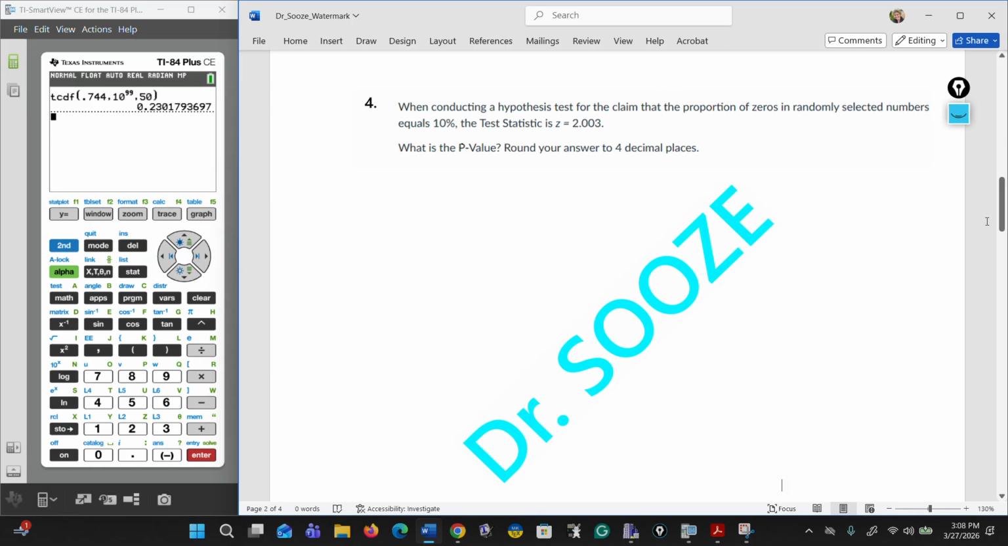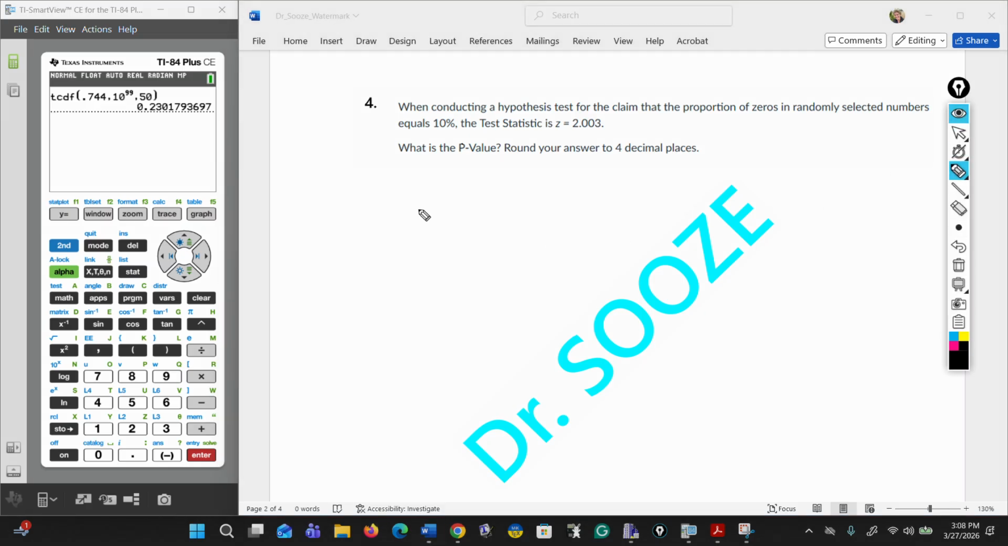Okay, while conducting a hypothesis test for the claim that the proportion of zeros in randomly selected numbers equals 10%. Okay, so the claim in symbolic form is that the proportion of zeros in randomly selected numbers equals 10%.